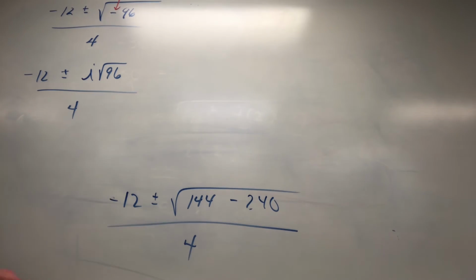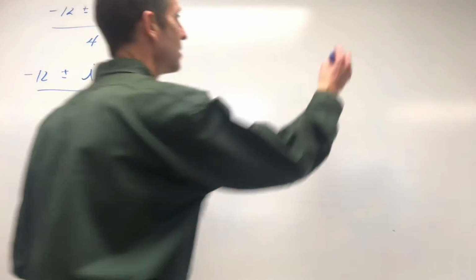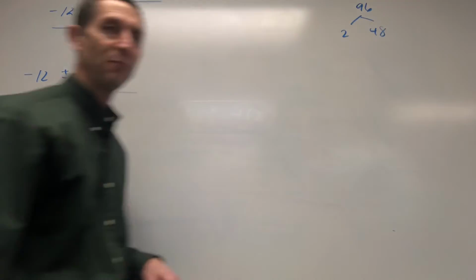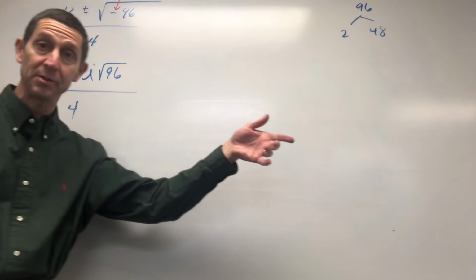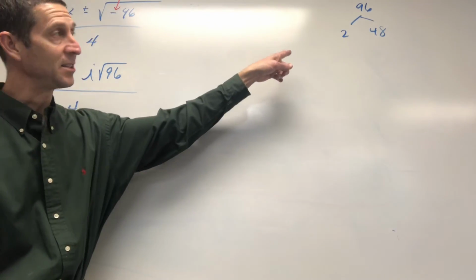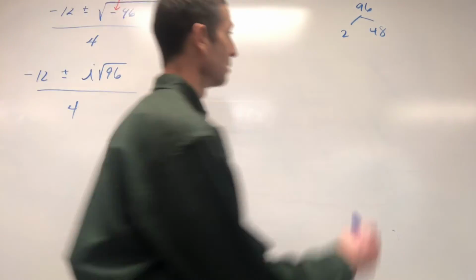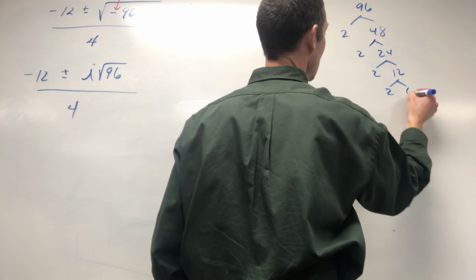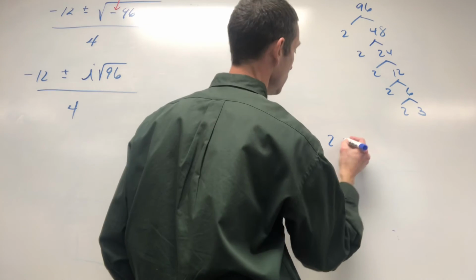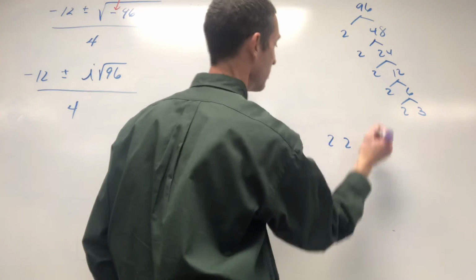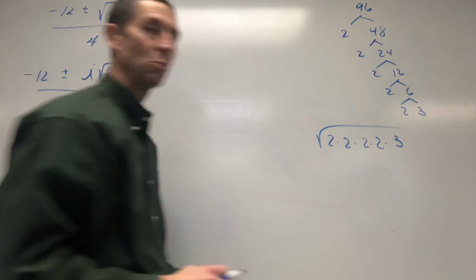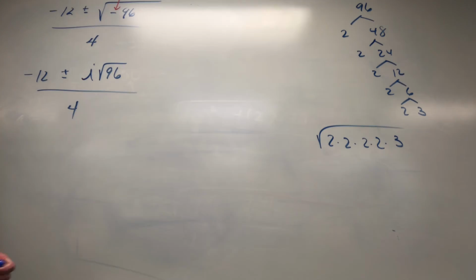Okay, 96, we can't leave it as 96. We've got to go to work on that. So let's start factor treeing that down. Sneak over on the side, little scratch paper. 96 divided by 2, 48 divided by 2, 24 divided by 2. Let's just take this all the way down. 2, 2, 2, 2, 3. So we've got a whole bunch of 2's and a 3.